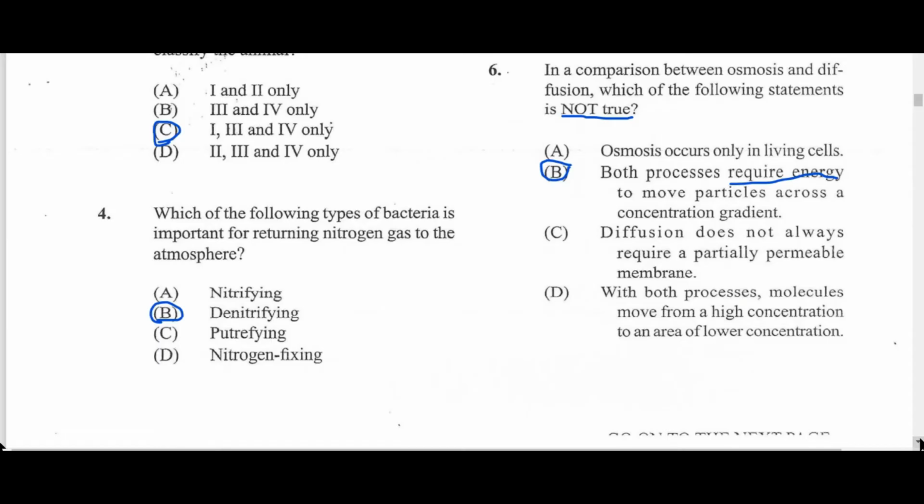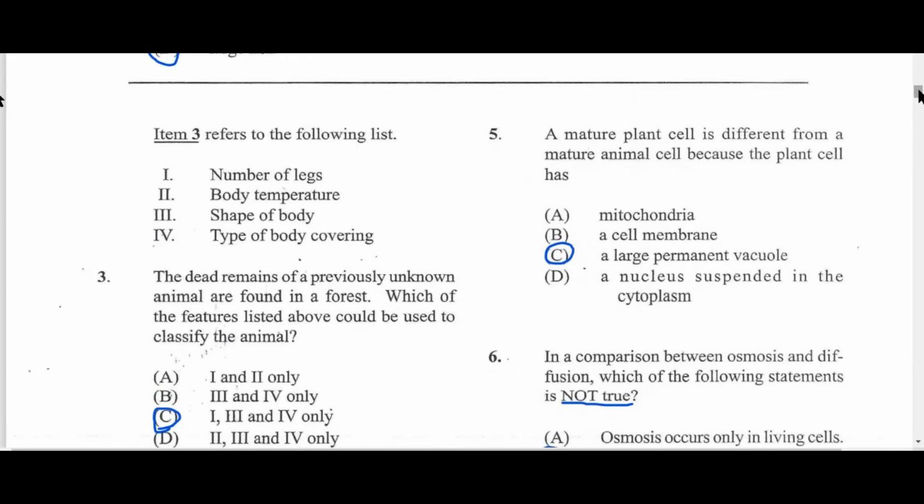Which of the following types of bacteria is important for returning nitrogen gas to the atmosphere? Denitrifying bacteria, and that comes straight from your nitrogen cycle. You could have a look at it. Question number 5. A mature plant cell is different from a mature animal cell because a plant cell has a large permanent vacuole. I chose C. A large vacuole is pretty much confined to plant cells and not animal cells. Animal cells would have small vacuoles.